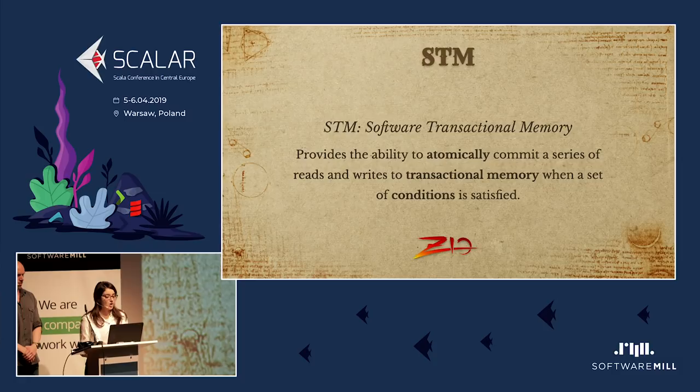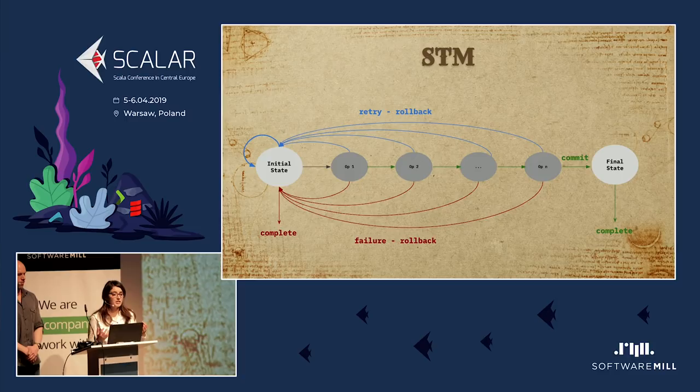Software transactional memory gives us the ability to atomically perform a bunch of reads and writes on transactional memory. STM is similar to database transactions. We start with an initial state, we perform a bunch of operations. If the transaction fails, we roll back and complete this transaction with failure. If the transaction is not ready yet, because some conditions are not satisfied, STM can wait and retry later when the transactional memory changes.